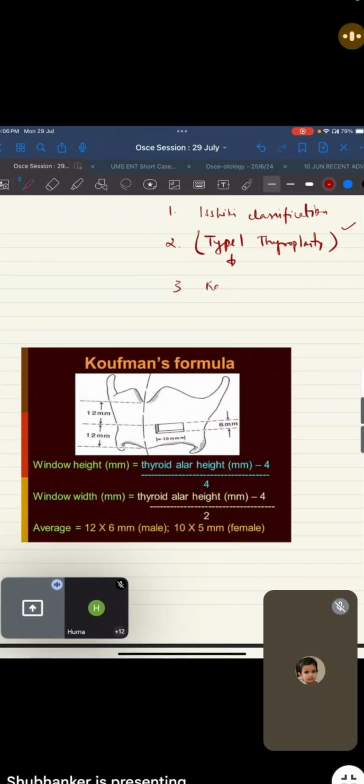Third question will be, what is Kaufman formula? This please don't forget.